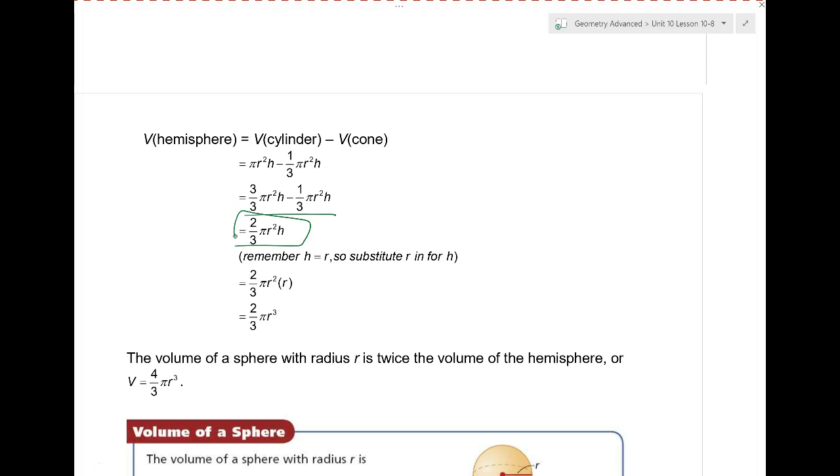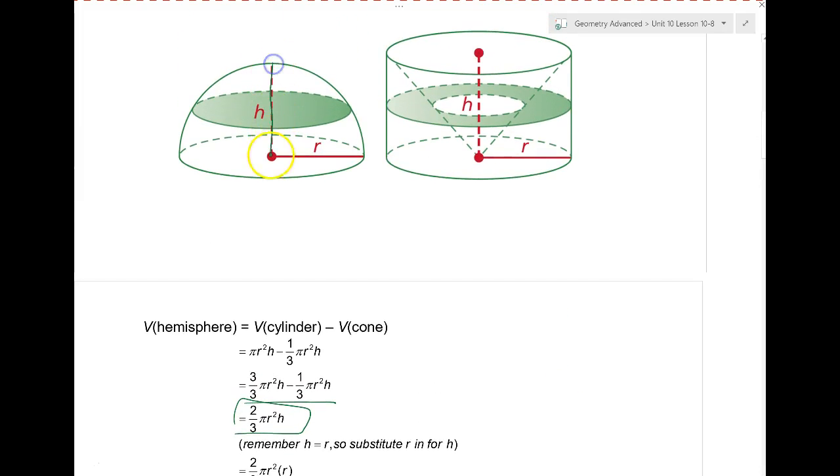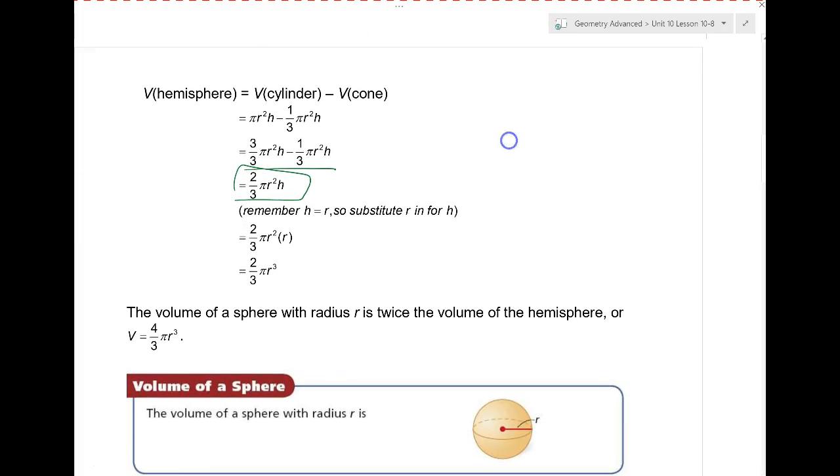Now, height, where did h come from? Height, remember, is how tall something is. Well, let's go back for a moment. If I'm looking at my hemisphere, what's the actual height of a hemisphere? It's what? The radius. So notice they plug r in for the height. Now, again, this is the volume of a hemisphere.